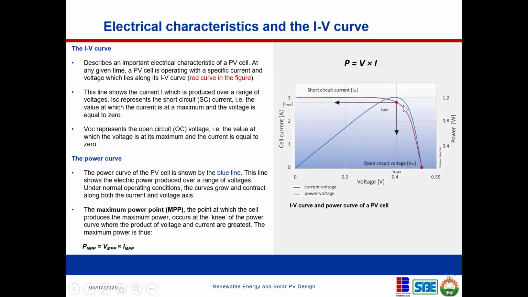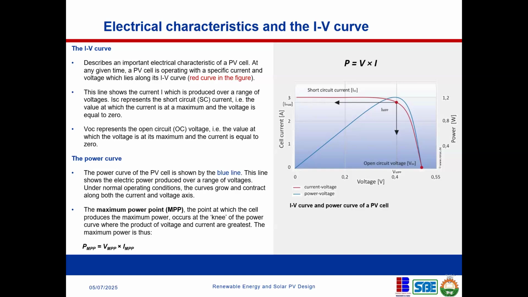If you decide to move this point down, the current will reduce. Now, this is the current. When you move down, the current will reduce, but the voltage will increase a little bit. When that happens, it's also going to reduce this power.